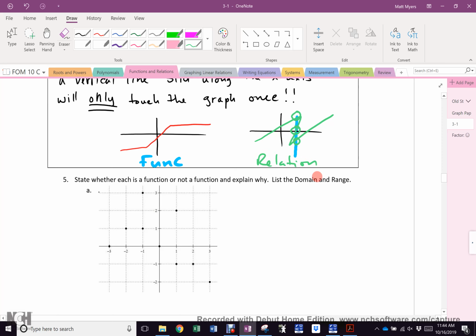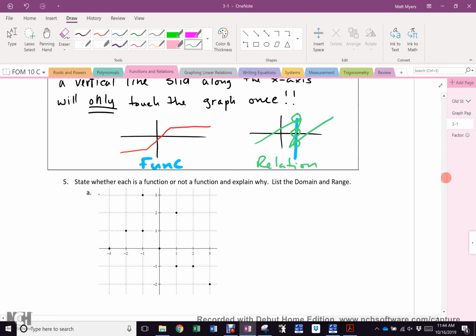Everybody good? So, this right here is a graph, right? It's a little hard to see, but you should be able to see the thicker black dots. So, do this. Tell me if it's a function or not. Tell me why, and then tell me the domain and range. This one is one we've already done. This is the same as E on the last page. Go.